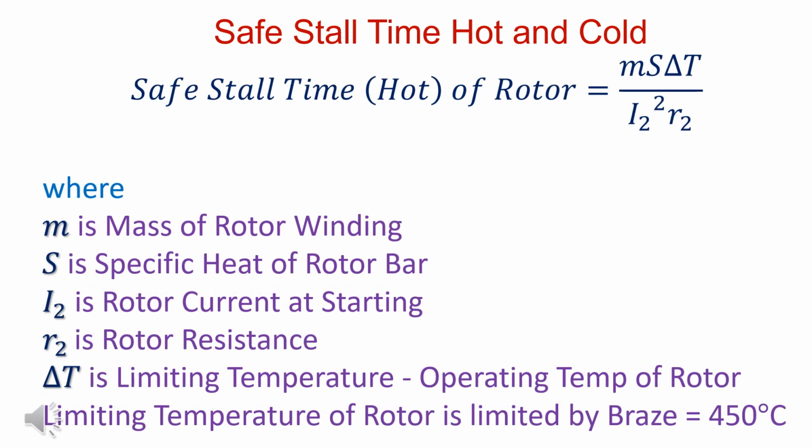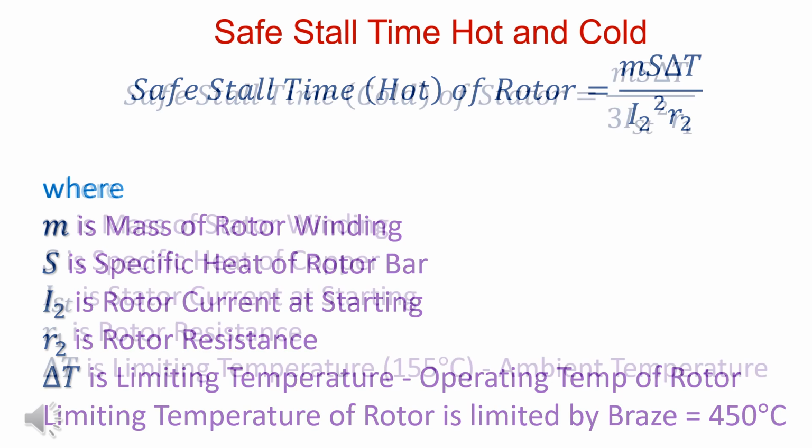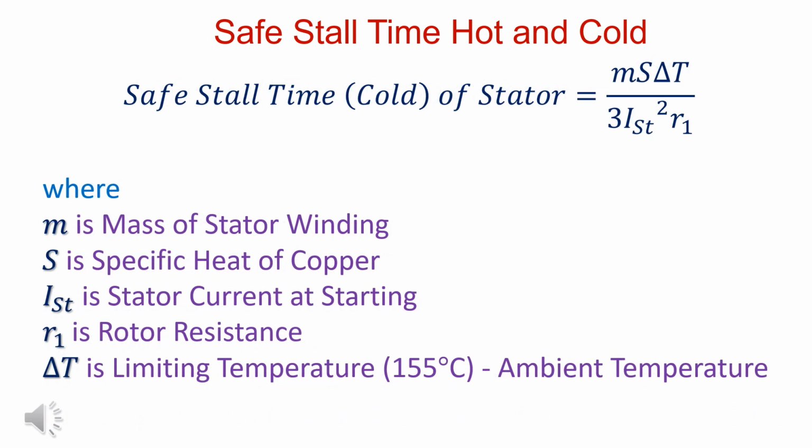In case of rotor, I2 is rotor current during starting. Limiting temperature is limited by braze, which is considered as 450 degrees centigrade. In case of start time cold of stator, delta T is equal to 155 degrees minus ambient temperature. Ambient temperature considered in India is 50 degrees centigrade and in Europe is 40 degrees centigrade.